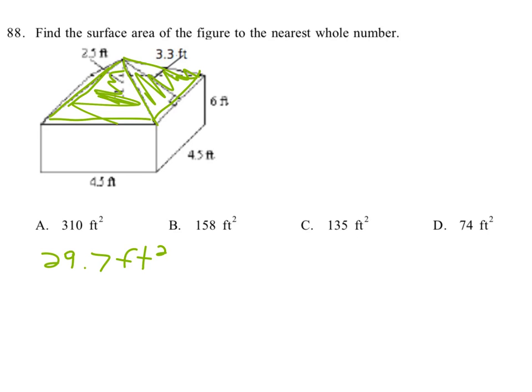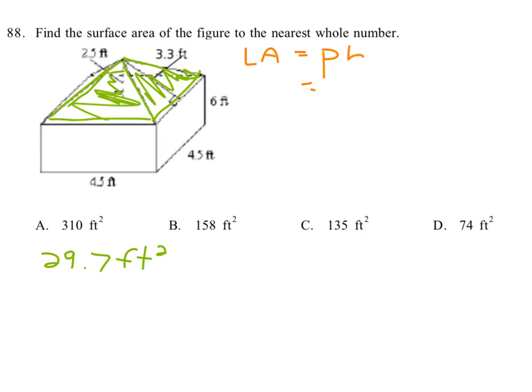Now, we need to find the lateral area of these sides here. This side, and then the opposite sides that are the same. So how do we do that? Well, in this case, this is really like the lateral area of a prism. So the lateral area of a prism would be the total perimeter times the height.